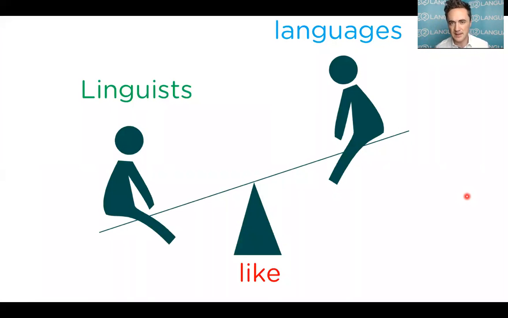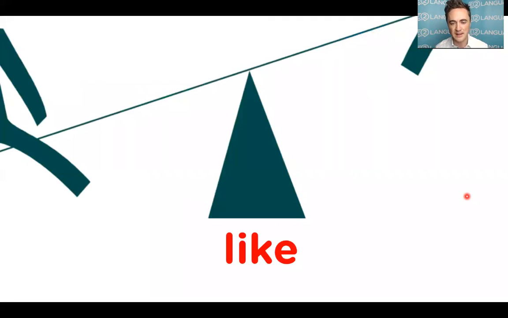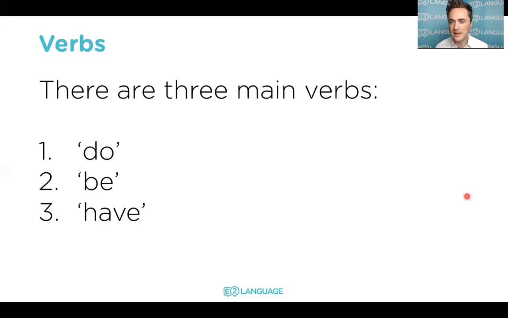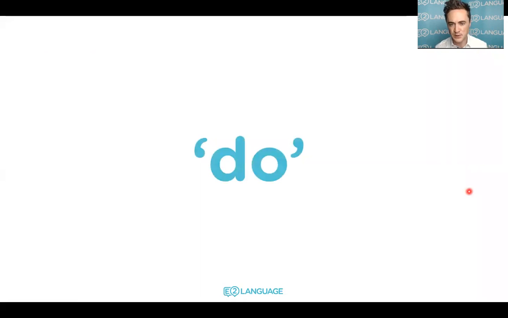Now, look at this sentence. It says, linguists like languages, right? So a linguist is somebody who studies languages. Linguists like languages. There's the verb, like. Fine. There are three main verbs in English. There are do verbs, be verbs, and have verbs. These are the three main verbs. We're going to look at do verbs in this lecture.